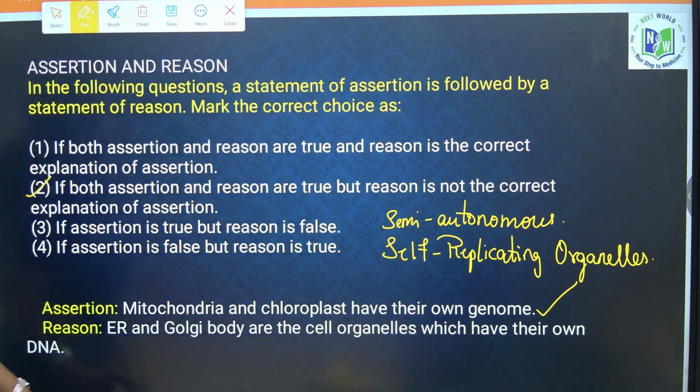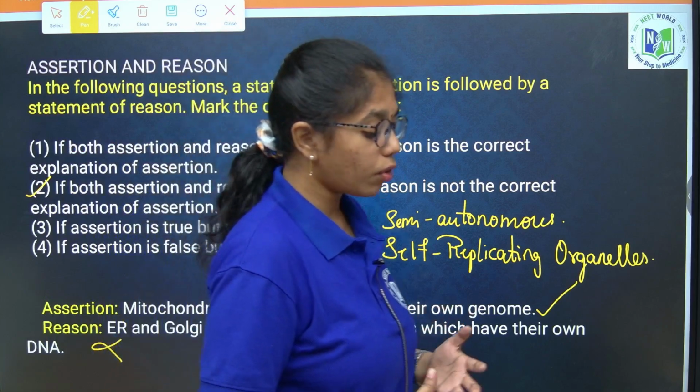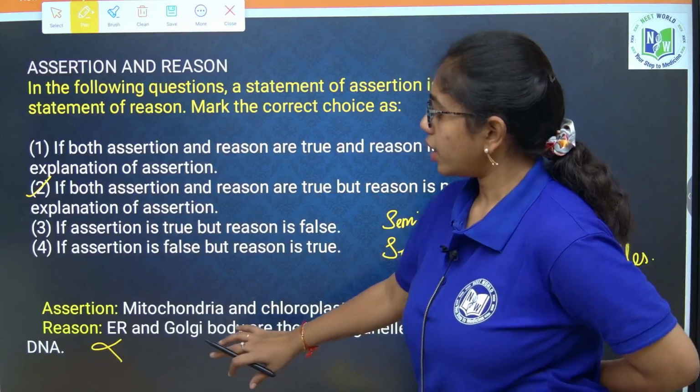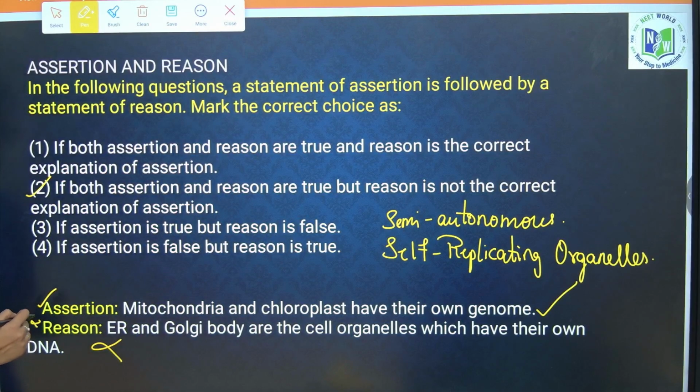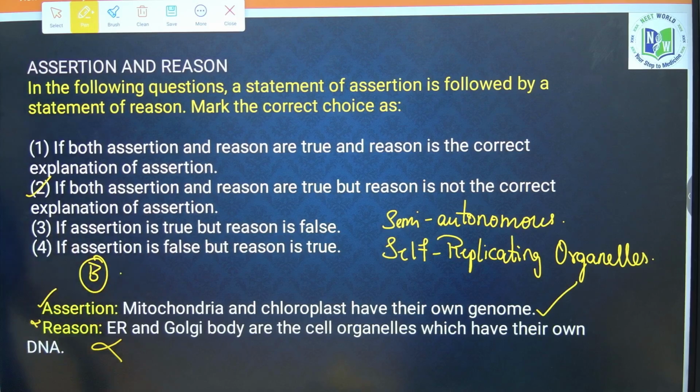own DNA. Wrong. Endoplasmic reticulum and Golgi, they don't have their own DNA. They are involved in the endomembrane system as their functions are coordinating. So here the assertion is true and the reason is false. Then you will go for option 3. Next question.